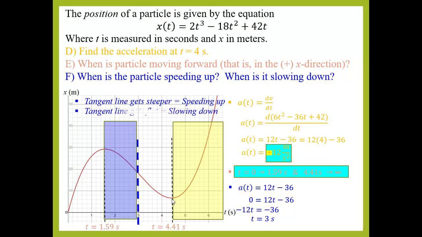So I just made a note for you here. When the tangent line gets steeper, it's speeding up, and when the tangent line gets flat, it's slowing down. So to clarify, the answer for the second part of F would be it is slowing down from 0 to 1.59 seconds, and also from 3 to 4.41 seconds.